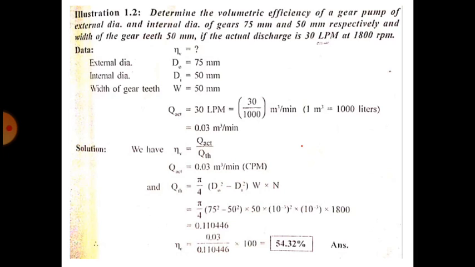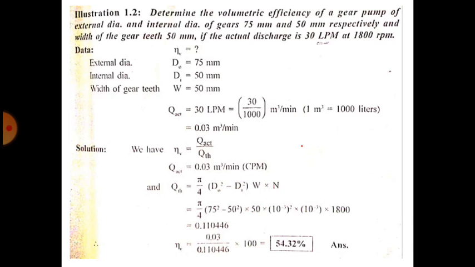We know the formula to find Q theoretical, that is Vd into N. Vd is the volumetric displacement, that is pi by 4 (d naught square minus di square) into W. If you multiply by N, you get the theoretical discharge. So pi by 4 into (75 square minus 50 square) into 50 into (10 raised to minus 3) whole square, into 1800.